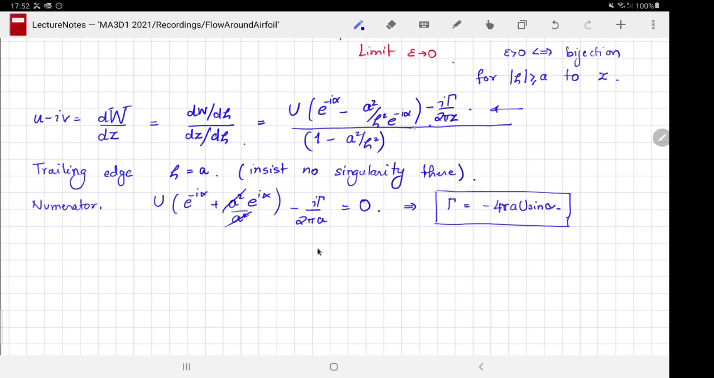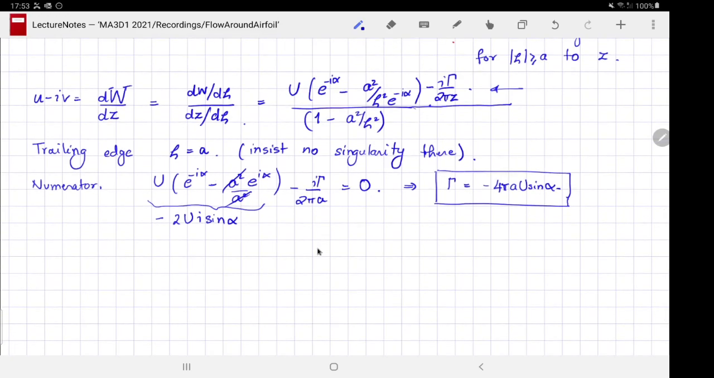You can already see that this is minus 2 u i sine alpha, right? This was a negative. So if you take things on the other side and rearrange a bit, you see an expression like this arising. So if we choose the strength of the point vortex judiciously in this manner, then we can at least satisfy the necessary condition for no singularity. This condition is called the Kutta condition. You impose the Kutta condition, this is the outcome.